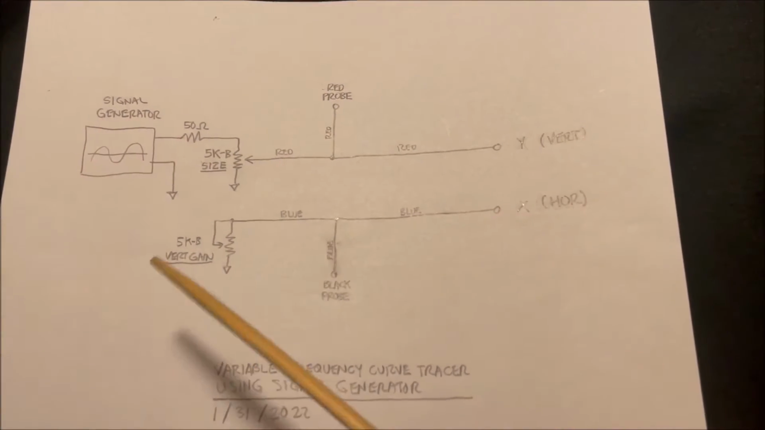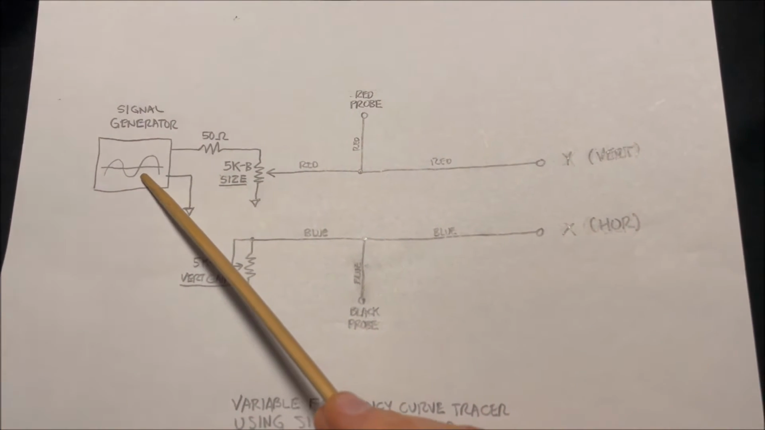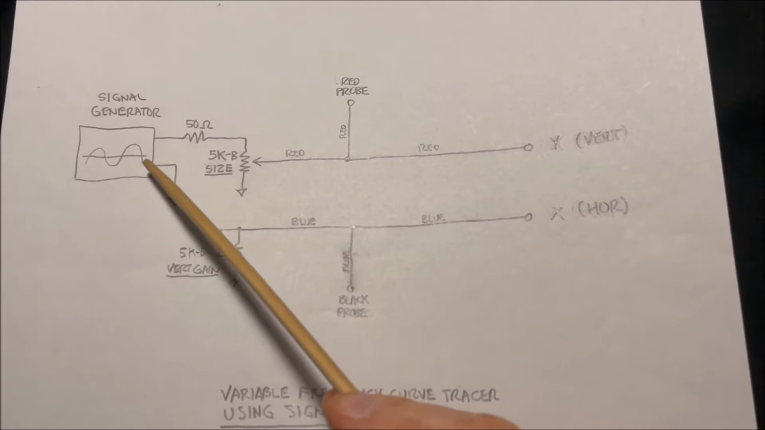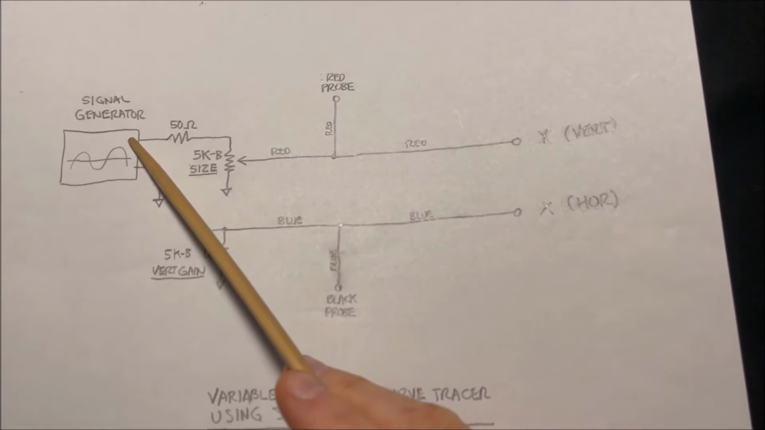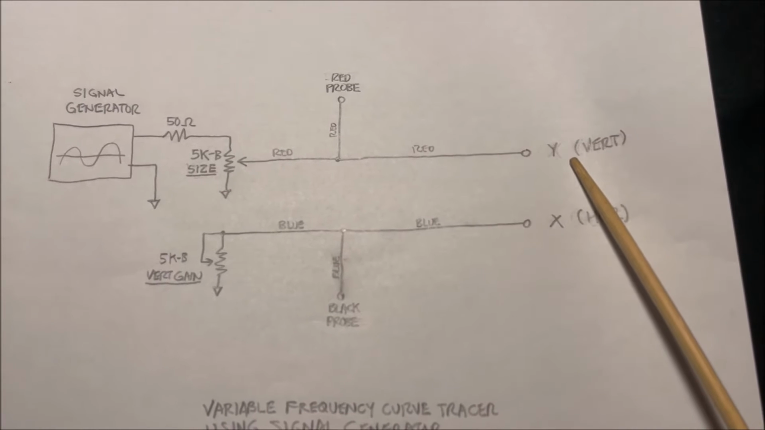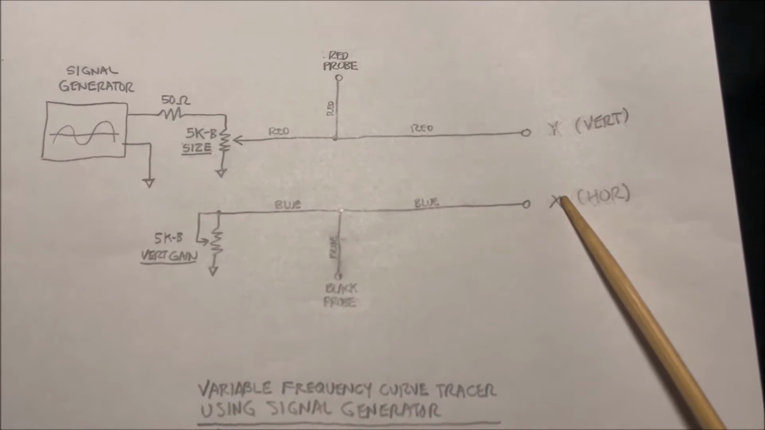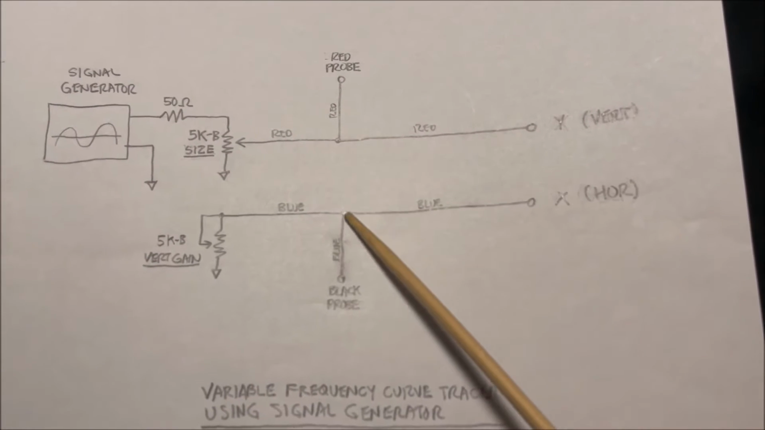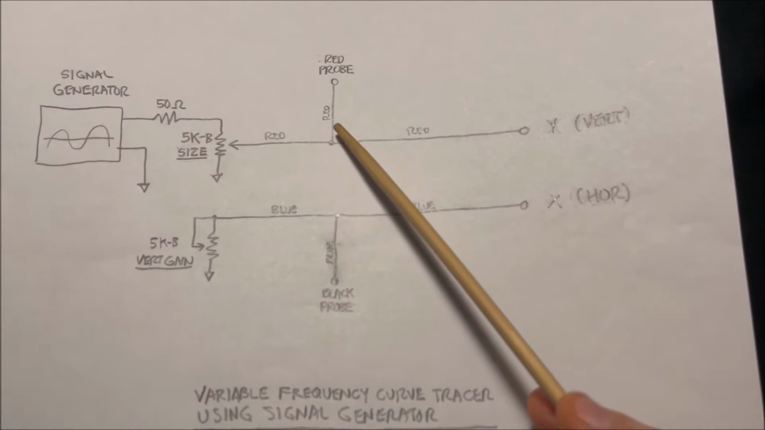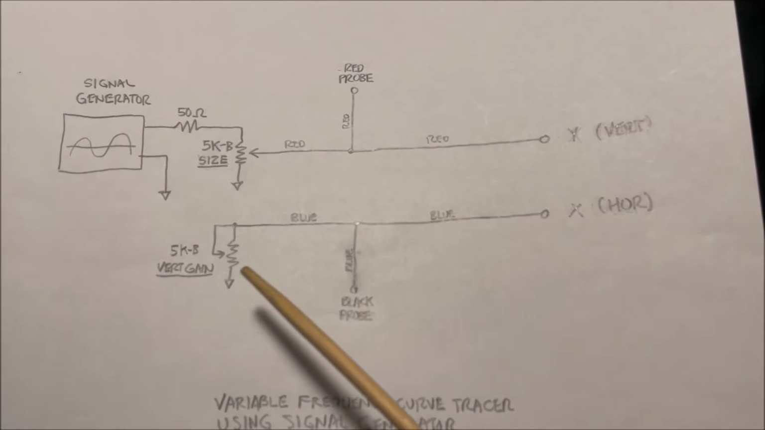So here's the schematic. As you can see, it's quite simple. All you need is a signal generator that can produce a sine wave that you can vary the frequency of. And it comes out, goes to your Y input on your oscilloscope. This down here is your X input to the oscilloscope. You connect the banana jacks to these 2 points. And these are your probes.